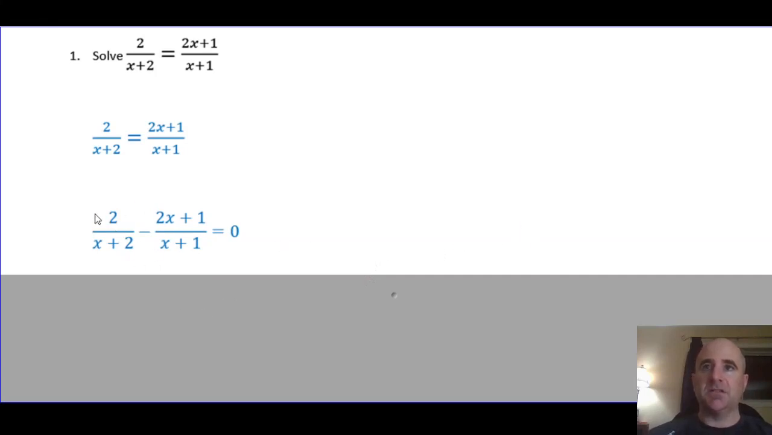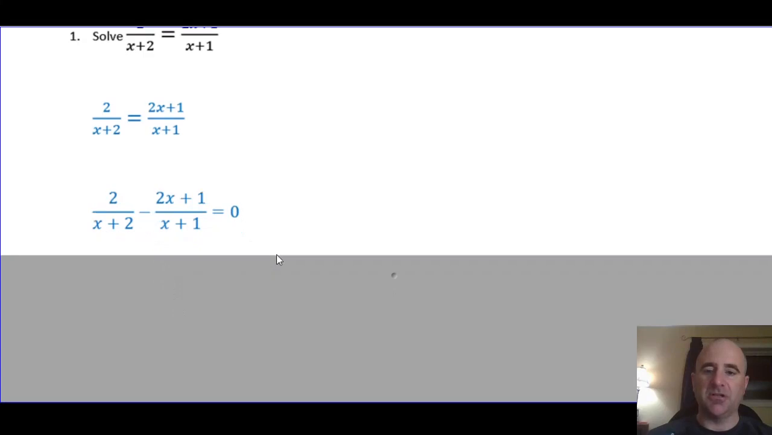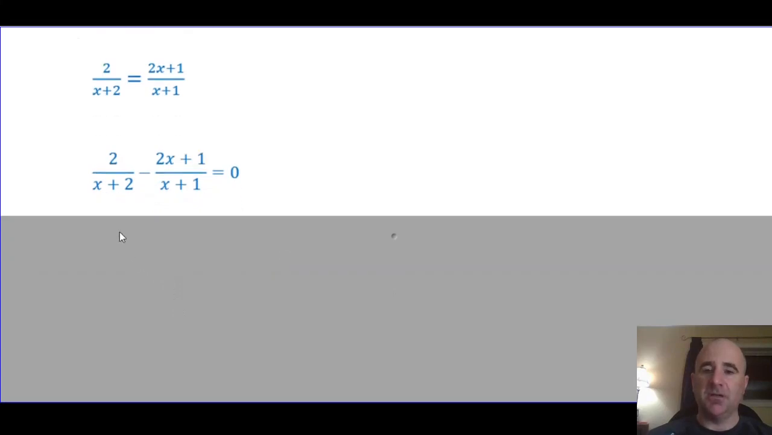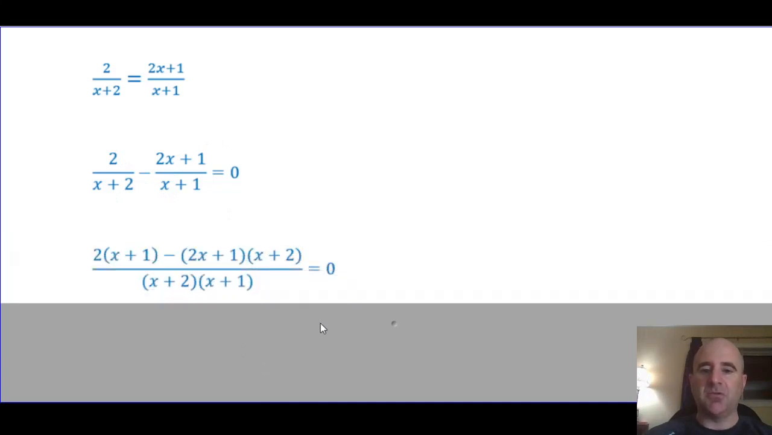My next step is to simplify this rational expression by finding the lowest common denominator so I can make this into a single rational expression. Now that lowest common denominator is going to be x plus 2 times x plus 1. So that means I need to multiply 2 by x plus 1 and 2x plus 1 times x plus 2. And I can put those together once I do that.